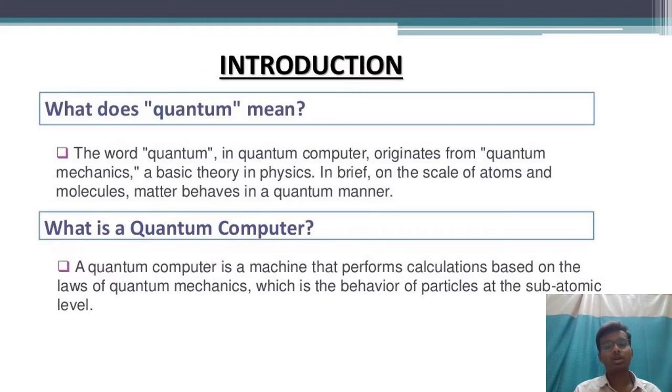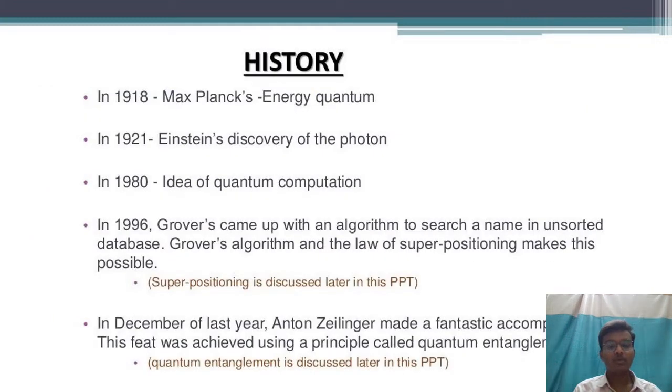Introduction of quantum computers. What does quantum mean? The word quantum in quantum computer originates from quantum mechanics, a basic theory in physics. In brief, on the scale of atoms and molecules, matter behaves in a quantum manner. What is a quantum computer? A quantum computer is a machine that performs calculations based on laws of quantum mechanics, which is the behavior of particles at the subatomic level.